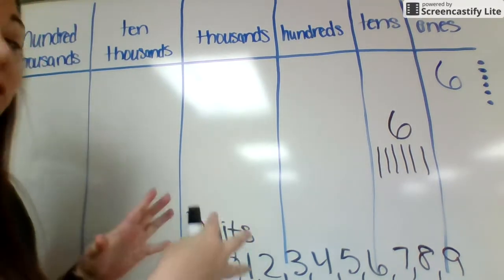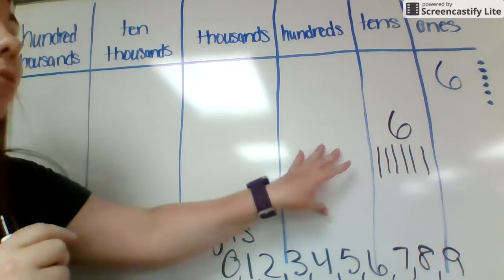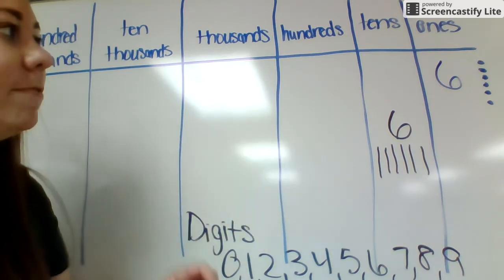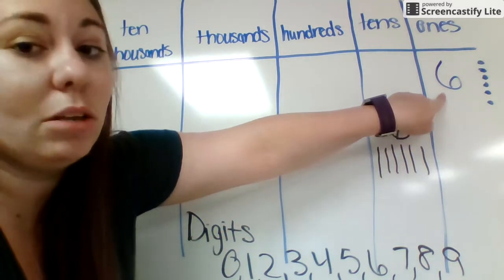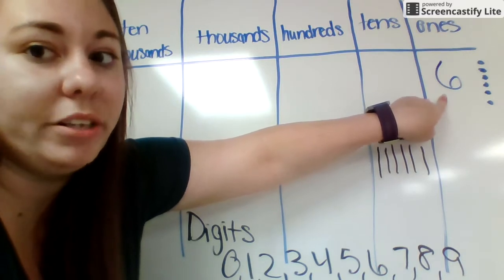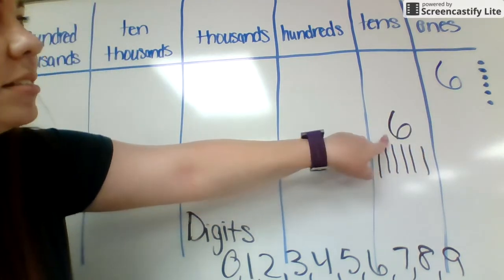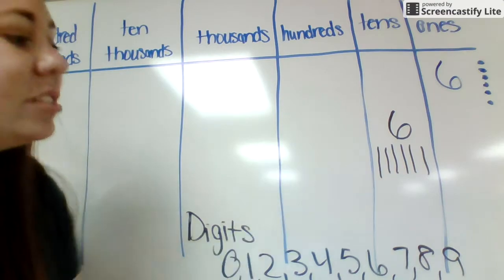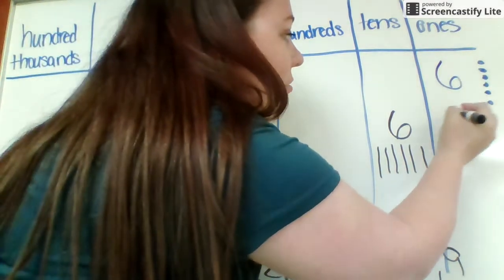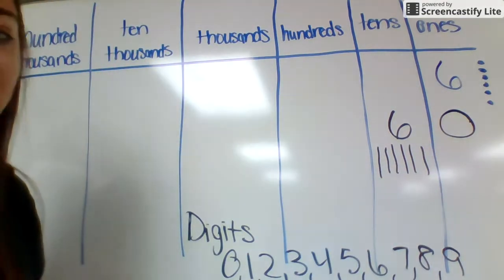I use digits and I put them together to make up a number. Within our place value, those digits can have different values. So like we just saw, the digit 6 in the ones place is worth 6 ones, whereas if it's in the tens place, then it's worth 6 tens or 60. I place a 0 next to it in my ones place, so I have 60.